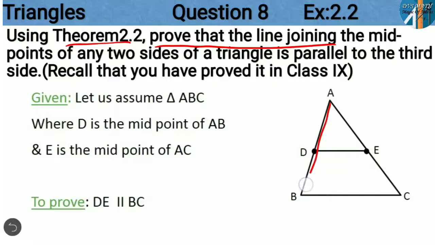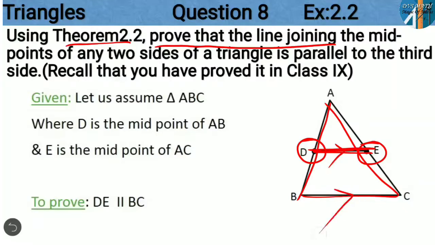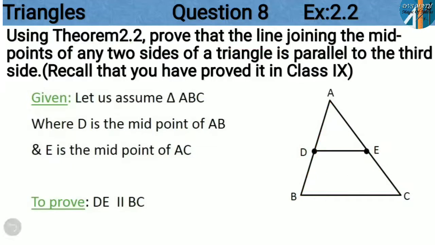You have to consider a triangle, take one midpoint on side AB and another midpoint on side AC, and join those two points. You will get a line, and you have to prove that this line is parallel to BC, the other side of the triangle. So now let's start. As I told you, you have to write everything that is given and what is to be proved. Let us take a triangle ABC, where D is the midpoint of AB and E is the midpoint of AC. This is the given.